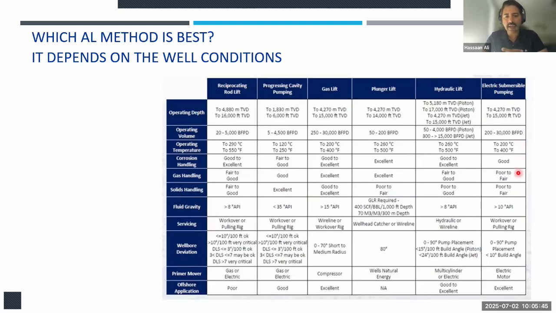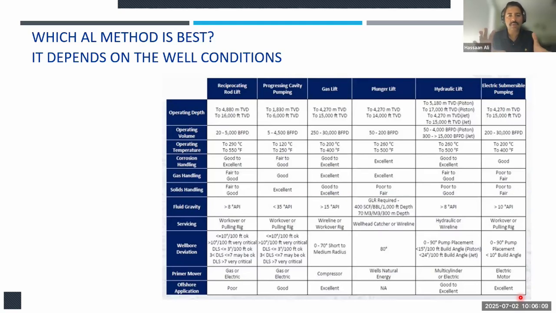So if you have a lot of gas in the well, that means your GOR is very high, it's not very good for that. And they are not very good for solids handling as well. So they're good for light oil. They are good for less gassy, less solid applications. But they are really excellent for offshore applications because they do not take a lot of space. Right?